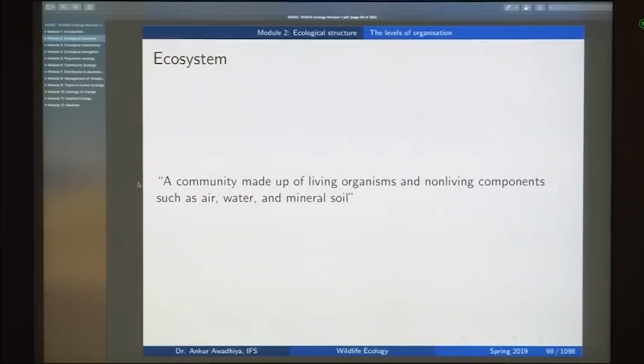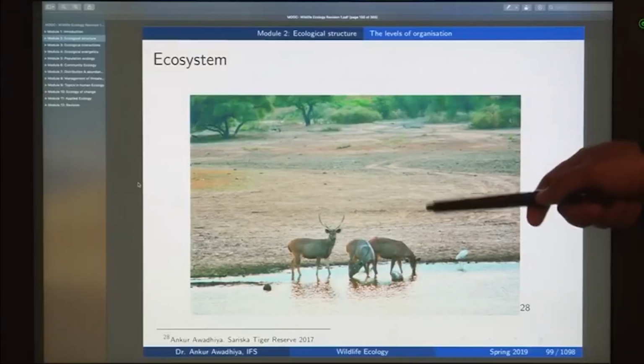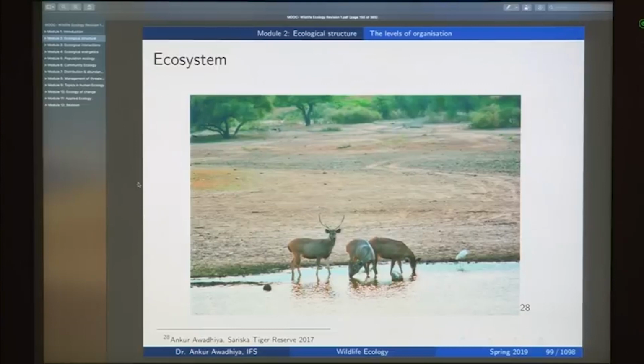Now, to the community you add the abiotic components and you get the ecosystem. So, a community made up of living organisms and non-living components such as air, water and mineral soil, all together will form the ecosystem. So, you have the air, you have the soil, you have the water, and all of these are regulating the communities, and the communities are also regulating these abiotic factors.